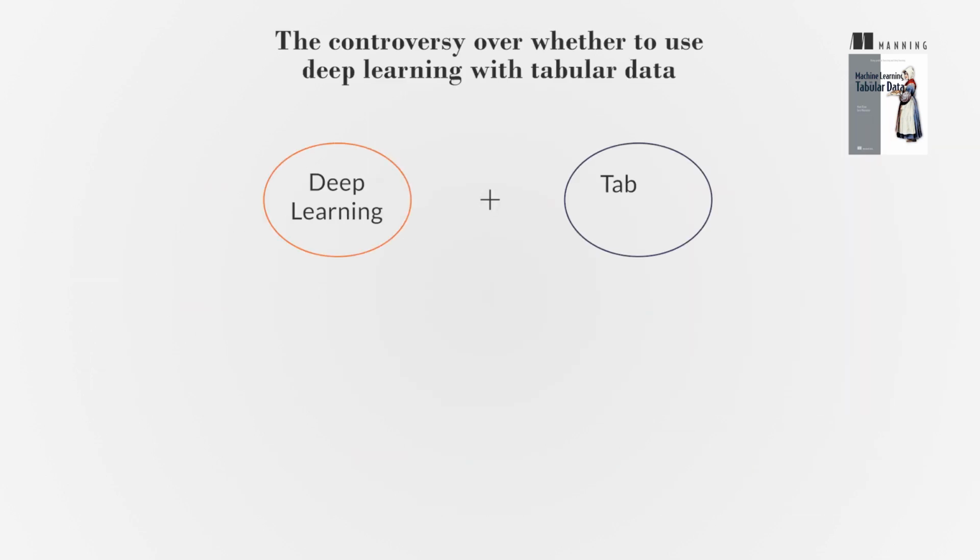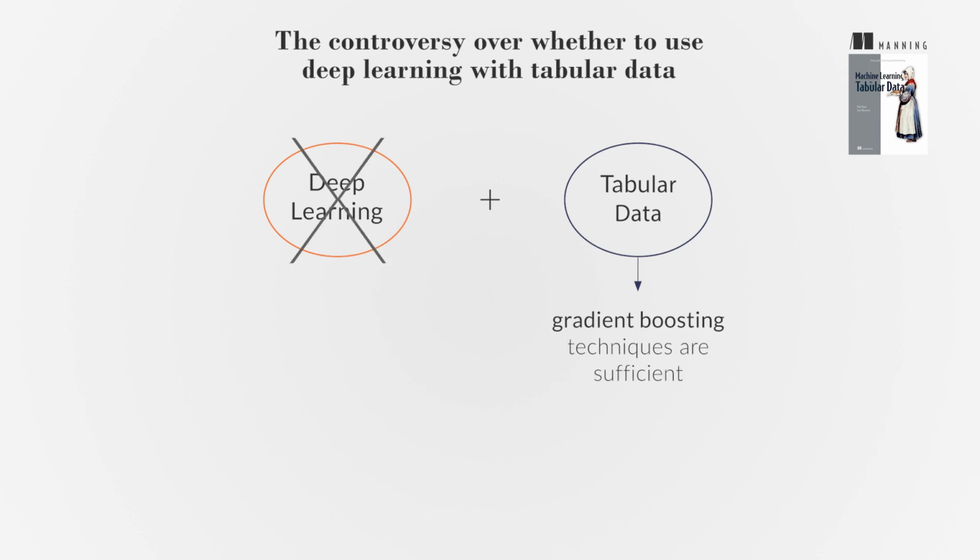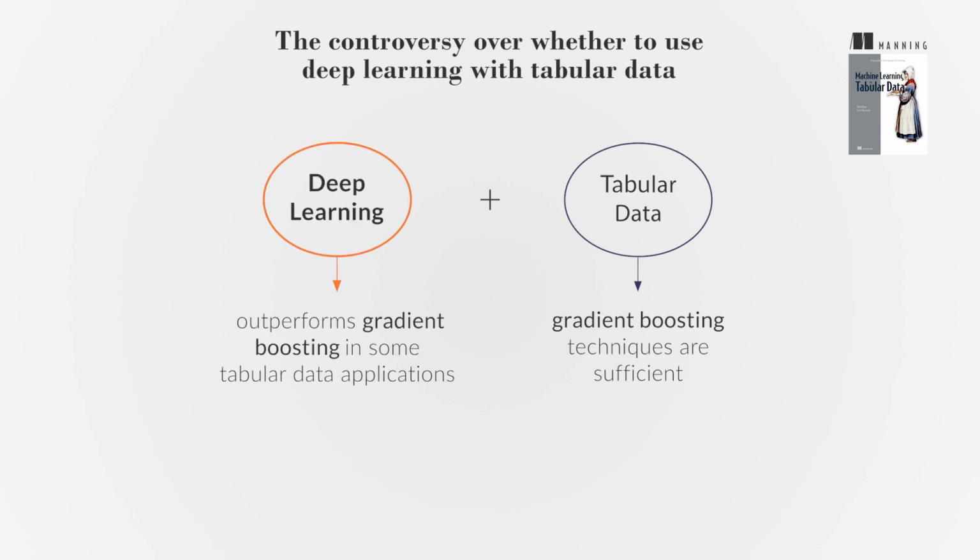Using deep learning with tabular data is a controversial topic in data science. Some practitioners believe that gradient boosting techniques are sufficient and that deep learning is unnecessary. In contrast, others argue that deep learning outperforms gradient boosting in some tabular data applications. This text explores gradient boosting and deep learning for tabular data, guiding when to use each approach.